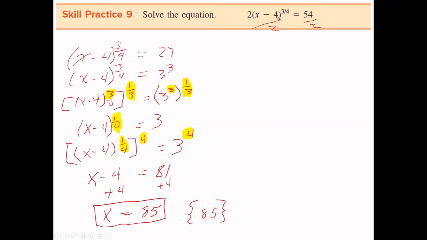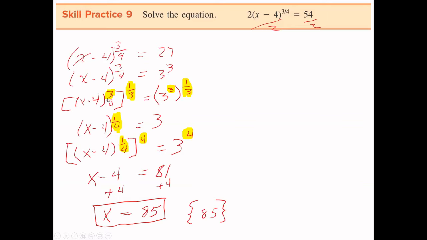Two times x minus 4 to the 3/4 power equals 54. First thing I would do is get rid of this 2 out front. That 2 is not impacted by this 3/4 power because it only applies to the parentheses. So I divide both sides by 2, and I get x minus 4 to the 3/4 power equals 27. Now, I just left this left side alone. 27 happens to be 3 to the 3rd: 3, 9, 27.